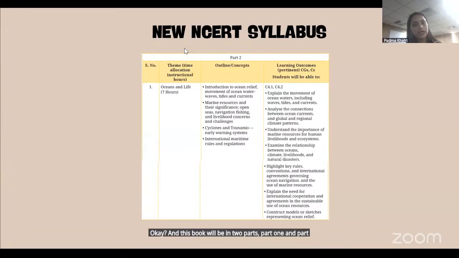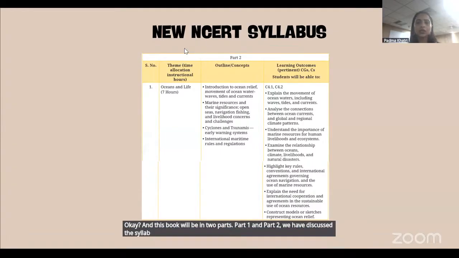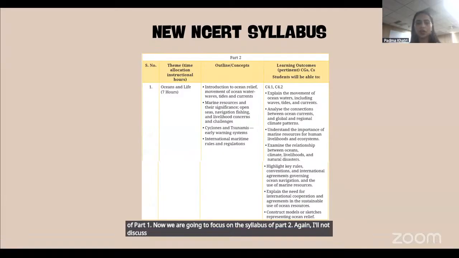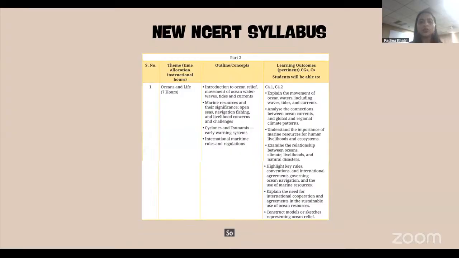We have discussed the syllabus of part 1. Now we are going to focus on the syllabus of part 2. Again, I'll not discuss the SEGs and competencies that we have discussed. So here in this part 2, we have first theme, ocean and life, related to, again, geography.